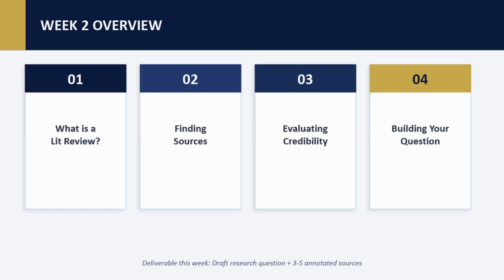Week 2 overview. Number 1, we're just going to start off with what a literature review is. It's a big term, but it really just means something simple. And then number 2, we're going to try to find good and credible sources. And number 3, we're just going to evaluate the credibility of the sources. And number 4, we're going to get started on building our question.